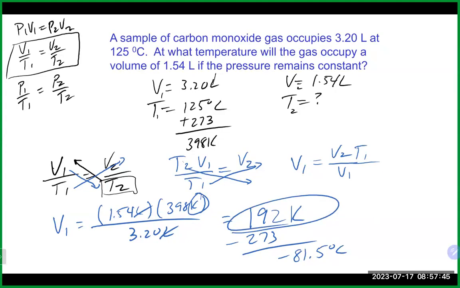Again, if we think about our relationship here, in this case, our volume went down. And in this Charles law relationship, that means that we should also see a decrease in temperature. And again, we did see that as it came down to 192 from 398. Any questions on that problem there? All right, try a couple more here.